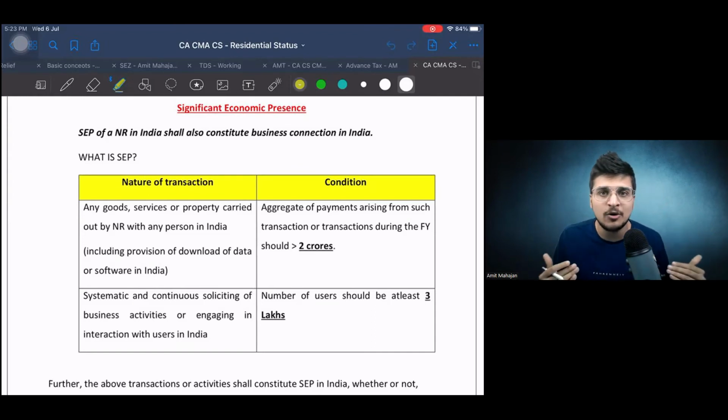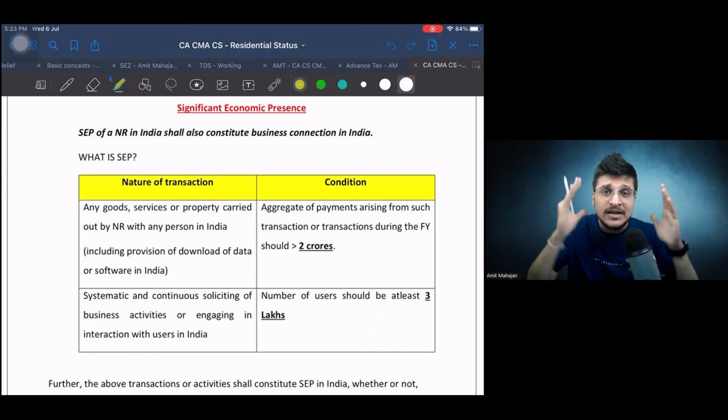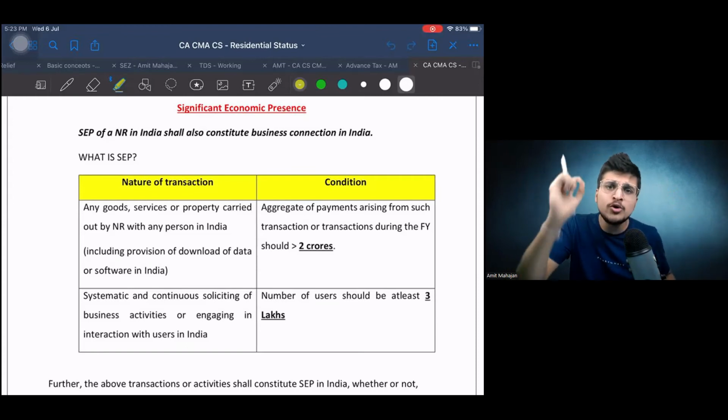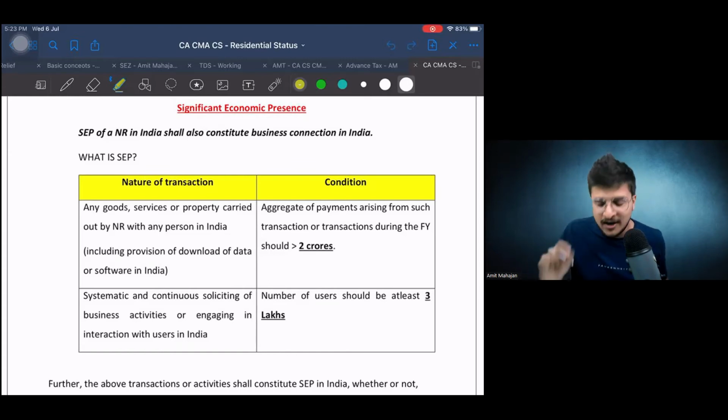Because everything is happening virtually, and there was a huge need for change in the income tax law, that is why they introduced the concept of significant economic presence. They said that even though you do not have any other presence in India, but you are having a significant economic presence in India, you will be considered as having a business connection in India. Now the question is, what is the meaning of significant economic presence?